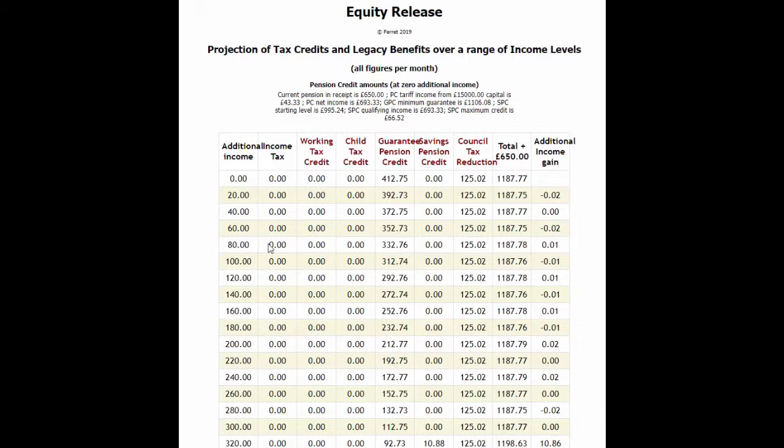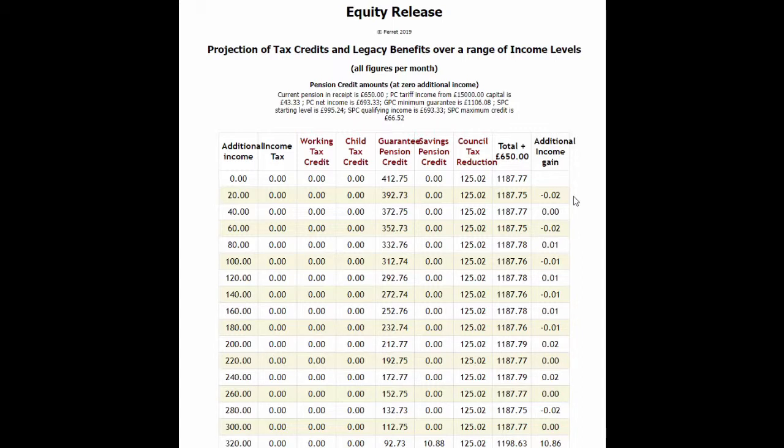As we look at the income increasing here in £20 a month steps, we can see the overall result of the income being shown here in the penultimate column, and the amount of gain is shown in the final column. You can click on the additional income gain field and see it in percentage terms if you wish.